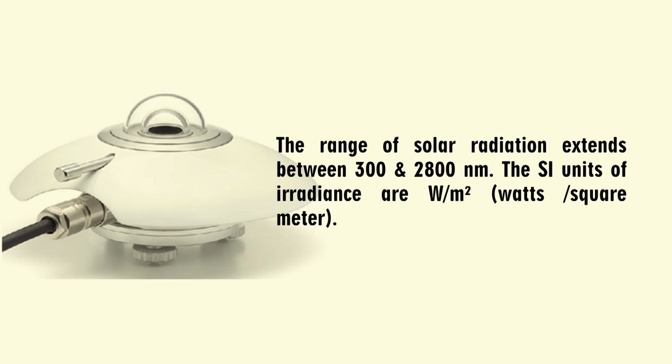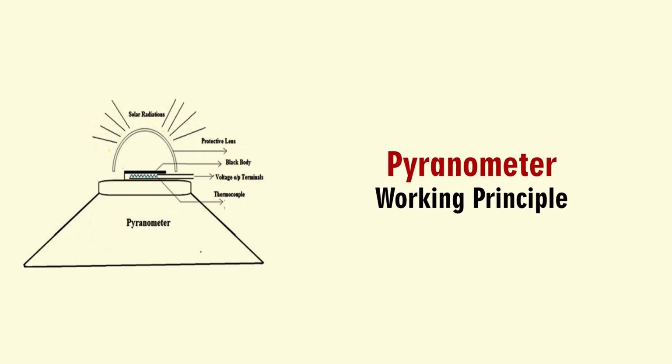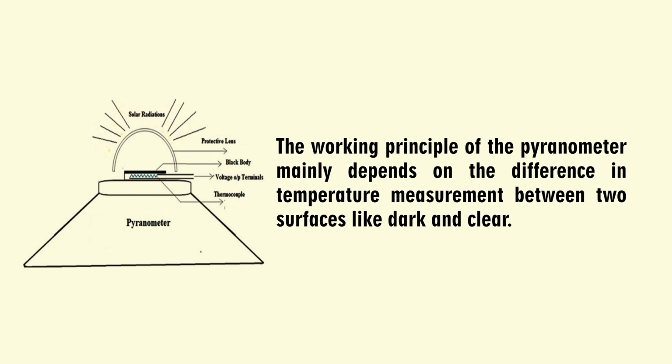The SI unit of irradiance is watt per meter square. Usually these are used in the fields of research like climatological and weather monitoring, but current attention is showing interest in the pyranometer for solar energy worldwide. Now we will understand what is the working principle of this pyranometer. Here you can see in the diagram also.